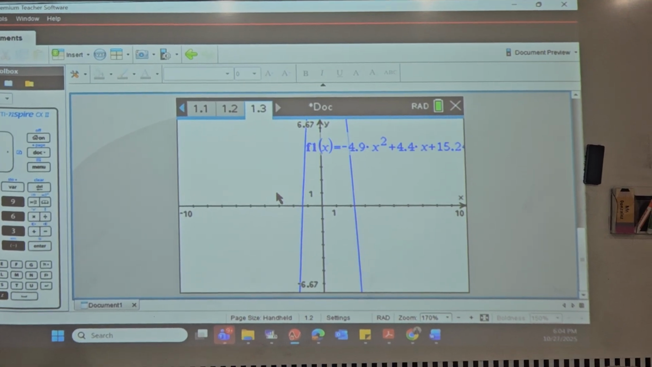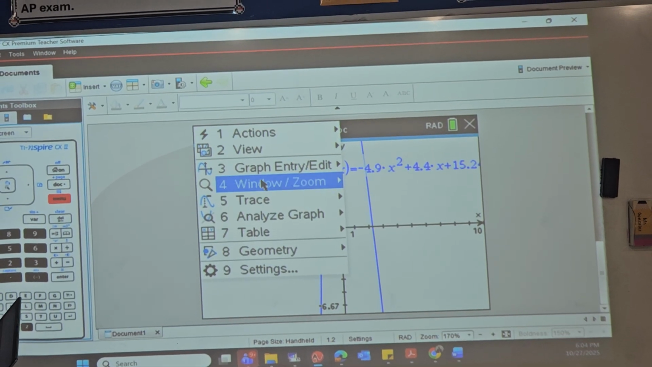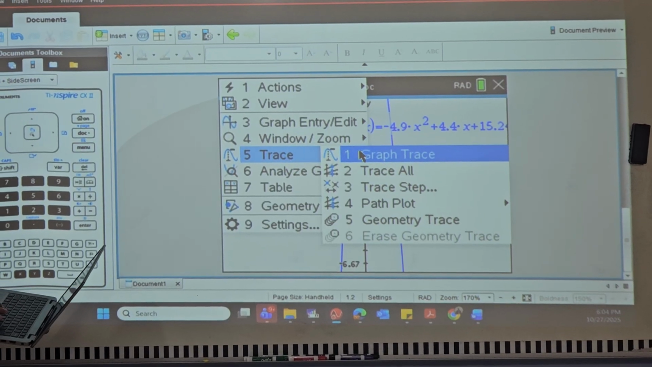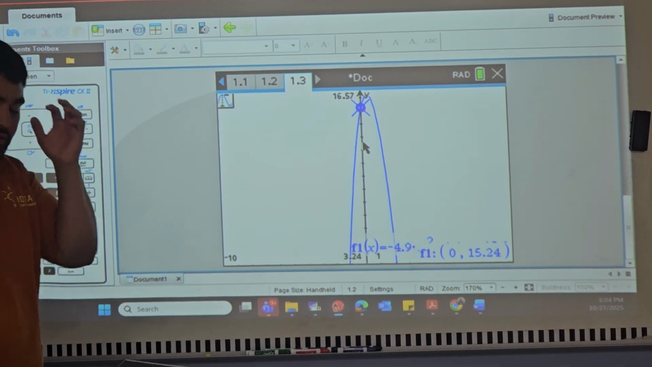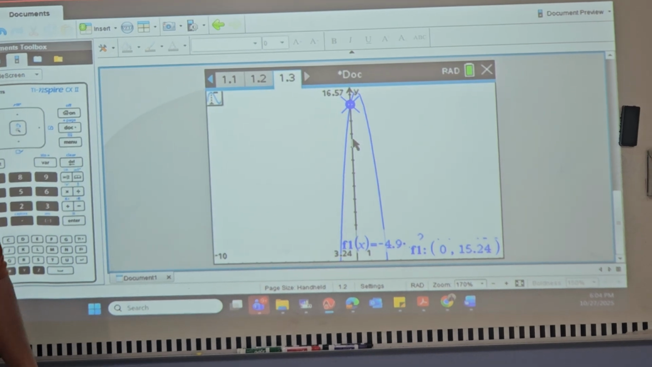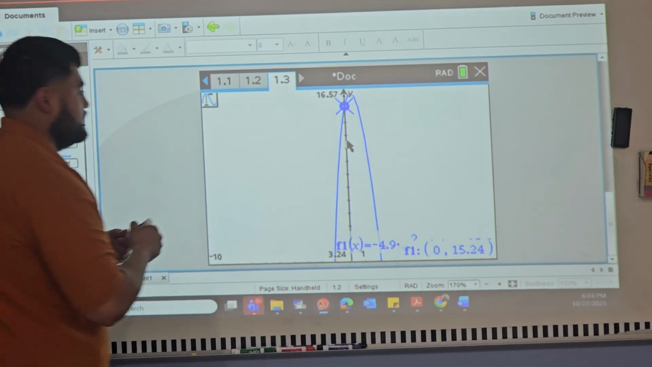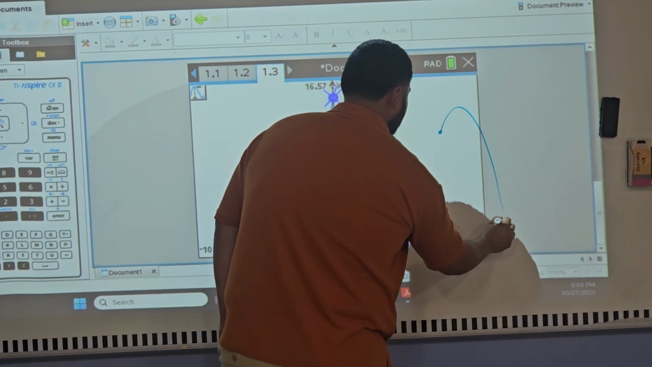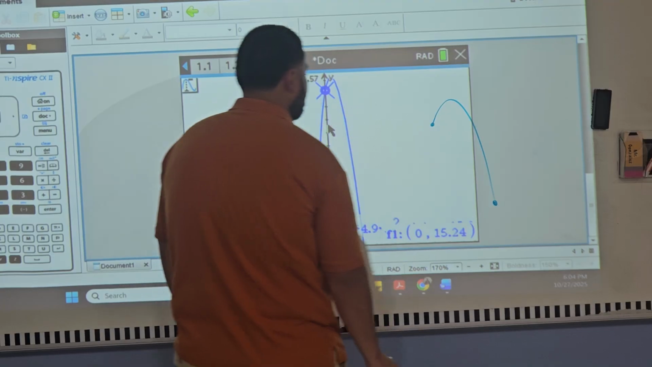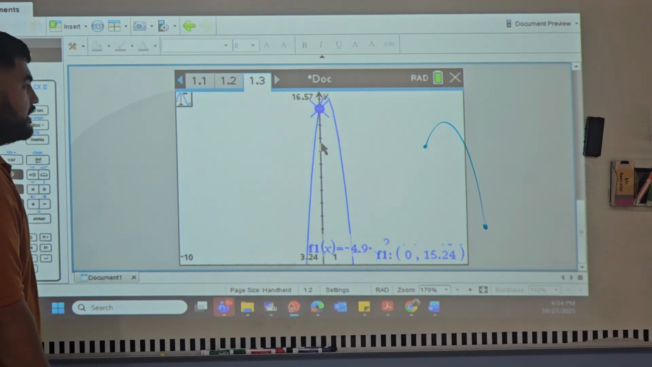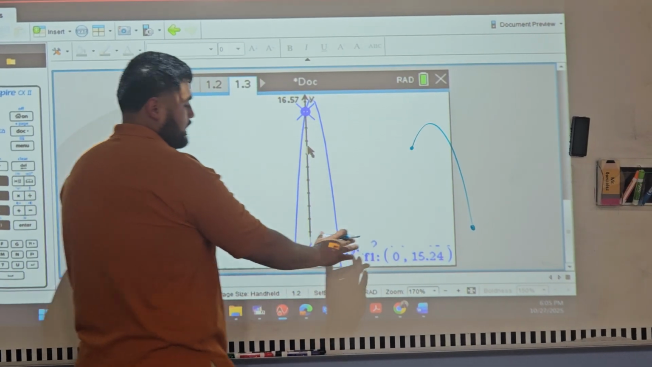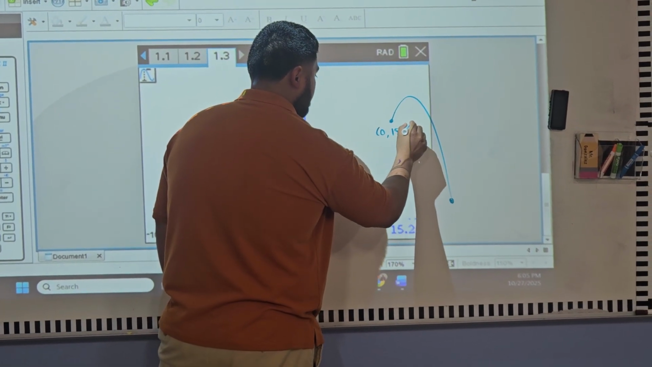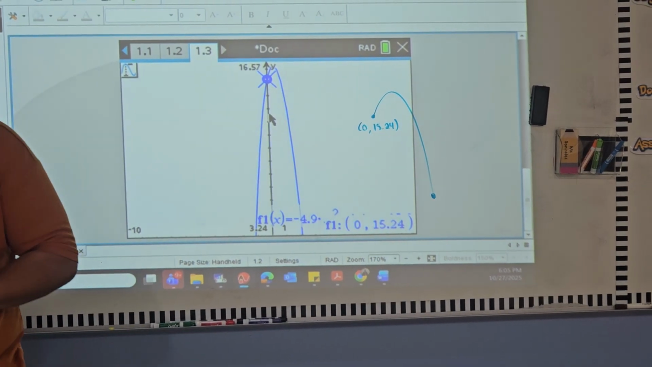So now, what do we do? Well, for this one, I don't have to apply domain restriction or anything like that, right? If I go back over here, what I want to use is my tracer. My tracer is always going to start at the y-intercept. So again, are we starting from the ground? No, we're starting from a window, a building. So my first point of interest is this one, right off the bat, 0, 15.24.